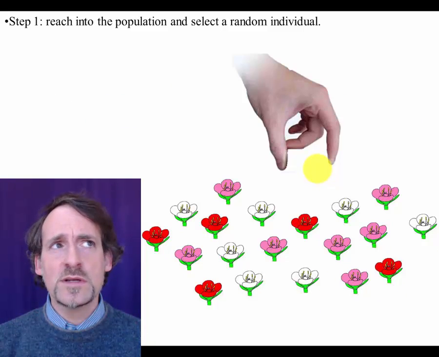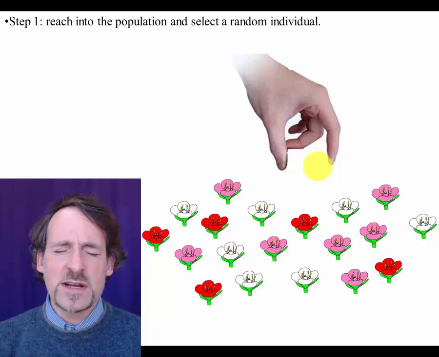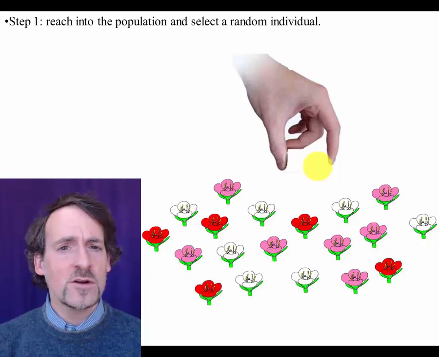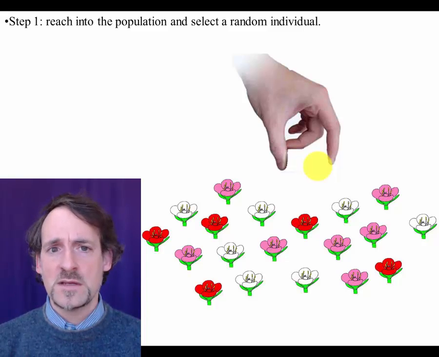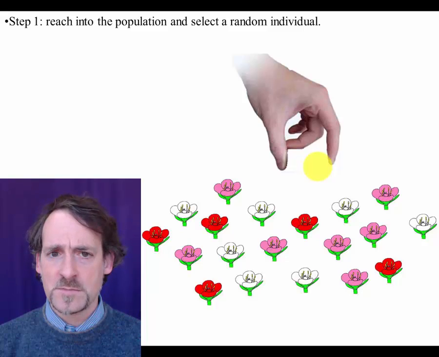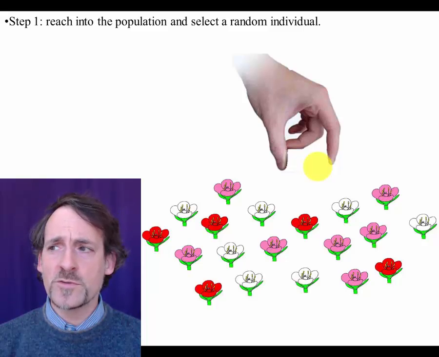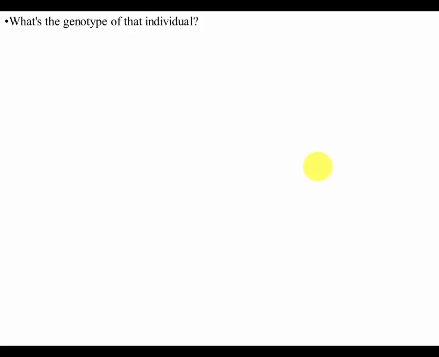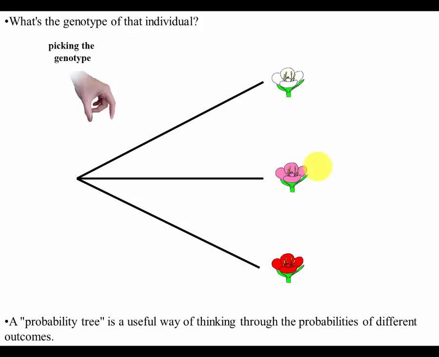Okay, so when you're trying to get the allele frequencies, the way you can think about it is, the first step is to reach into this population and select a random individual. What's the genotype of that individual going to be? A useful tool for keeping track of probabilities in population genetics, or anywhere else for that matter, is a probability tree, which looks something like this.